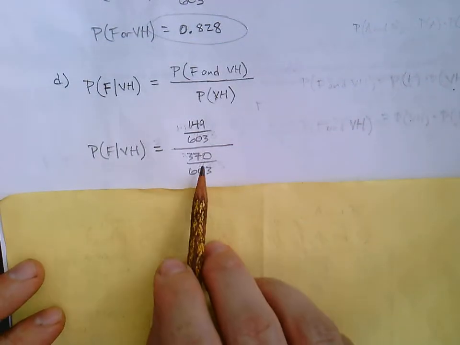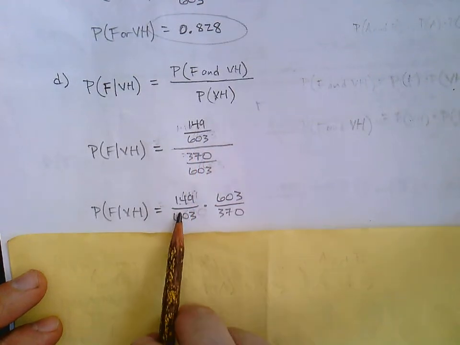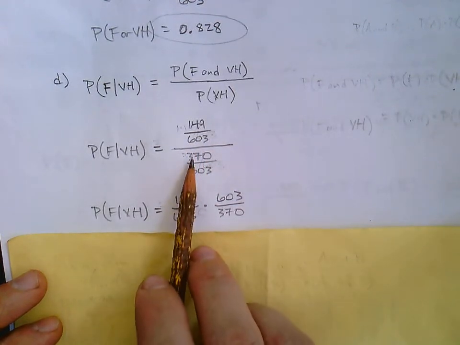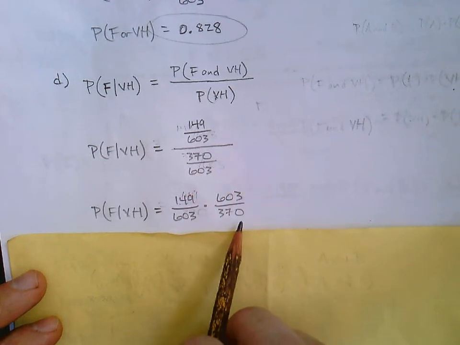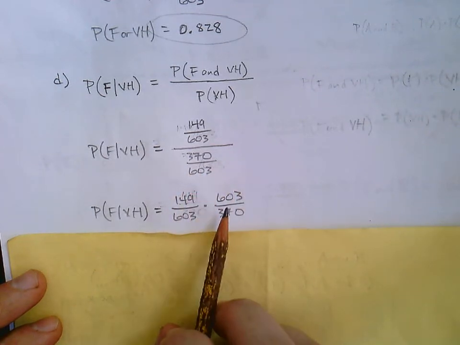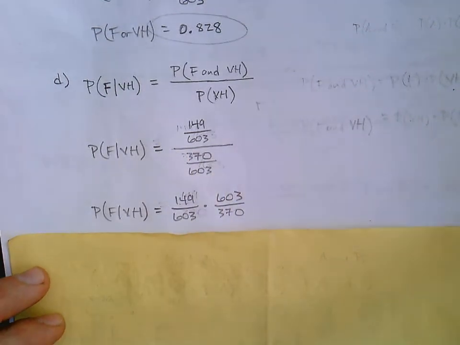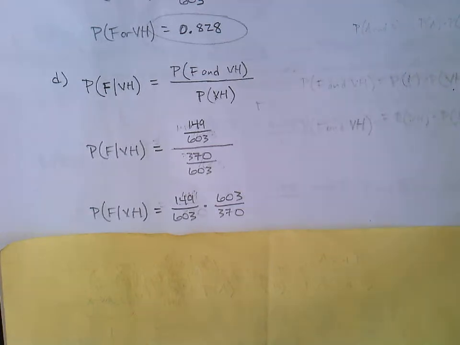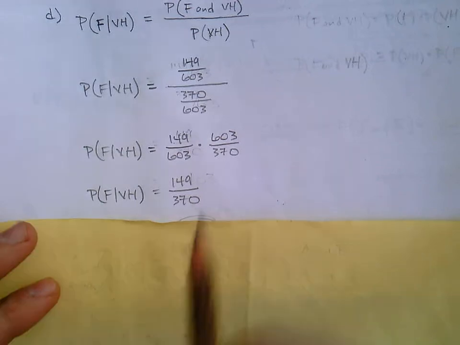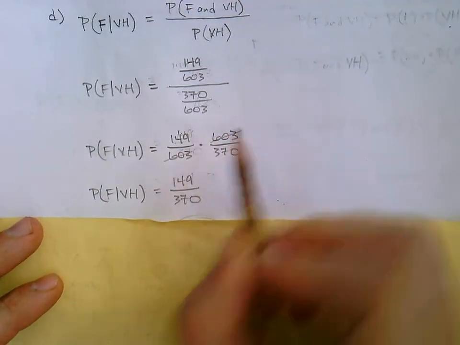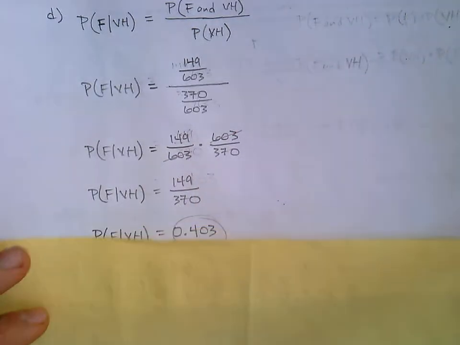If you have a fraction over a fraction, what you do is keep the fraction on top as it is, but the one on bottom gets flipped over and multiplied. We call it the reciprocal. So 370 over 603 becomes 603 over 370, but then that division changes to multiply. From there, we notice, hey, the 603s cancel out, and so it's 149 over 370, and we got our answer.